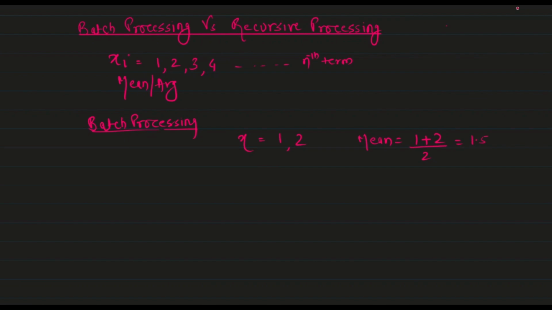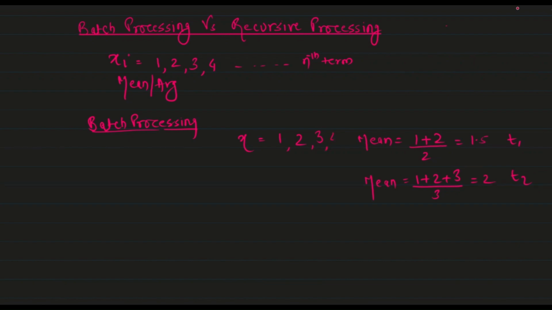At this point, suppose this is happening at time t1. At time t2, a new number appears in the series, which is number 3. And now we are required to calculate the mean again. So what we are going to do is, we are going to again add these 3 numbers and divide them by the total number of terms. And this becomes 3 plus 2, 5, plus 1, 6, divided by 3. The new mean becomes 2.